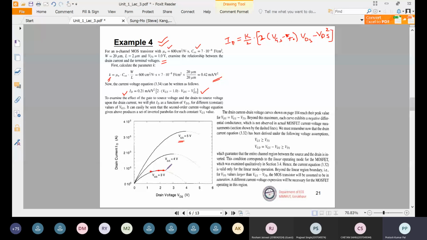But once we have VGS equal to the higher value of 5 volt, the maximum drain current is at this level. So from there we can find that if we are increasing the gate to source voltage, then our current will be increasing. This can be considered from the expression that we have derived also. With respect to gate to source voltage, the current will be somewhat directly proportional. So once we increase the gate to source voltage, the current will increase, and this increase can be seen in this graph also.